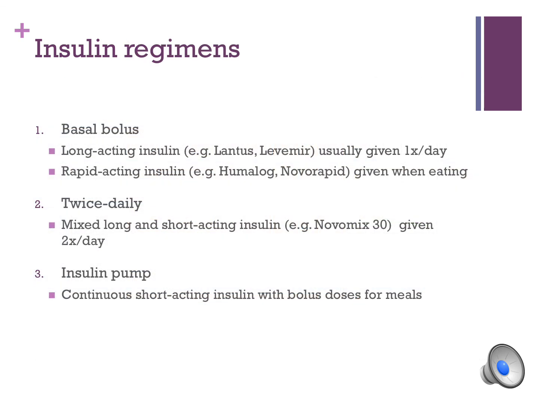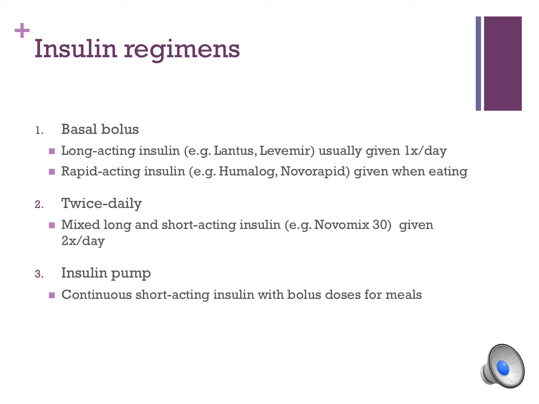Discussing three different types of insulin regimens: basal bolus, twice daily, and insulin pump, although there are other types of insulin regimens less commonly used. Basal bolus is where we provide long-acting insulin such as Lantus or Levemir once a day, which lasts for around 24 hours to provide that baseline level of insulin coverage.